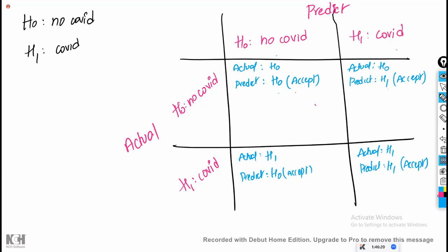Now tell me, in this case, what you have predicted or accepted. Use only H naught or H1. Accepted H naught. Write that word. Whether both of them are same or opposite? Same. Write the word correct. Correctly accepted H naught. Now, what did you accept here? Accepted H1. Whether it is correct or incorrect? Both are same or opposite? Opposite. Write the word incorrect.